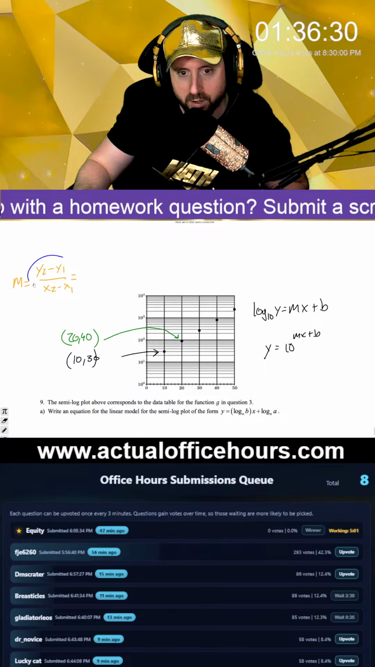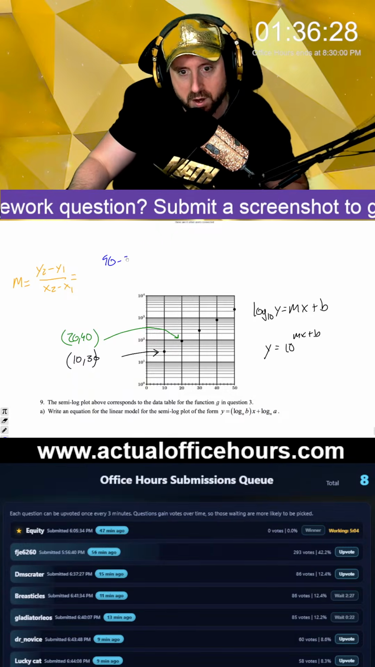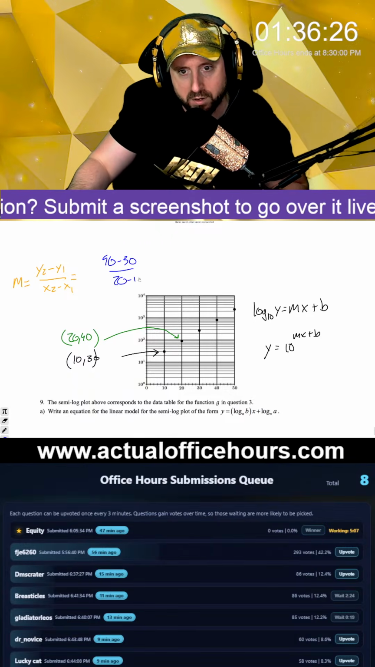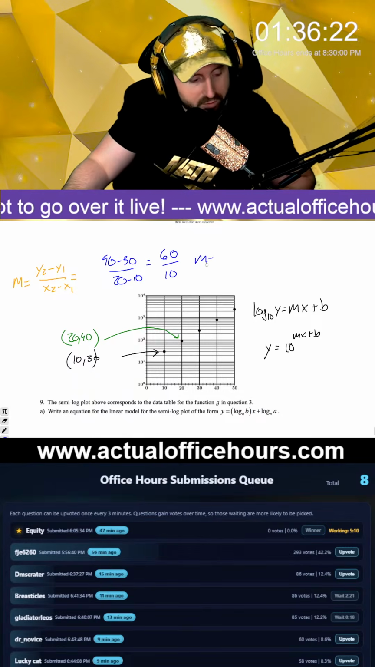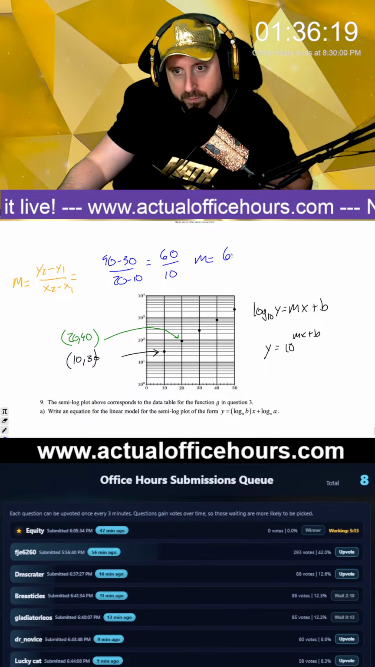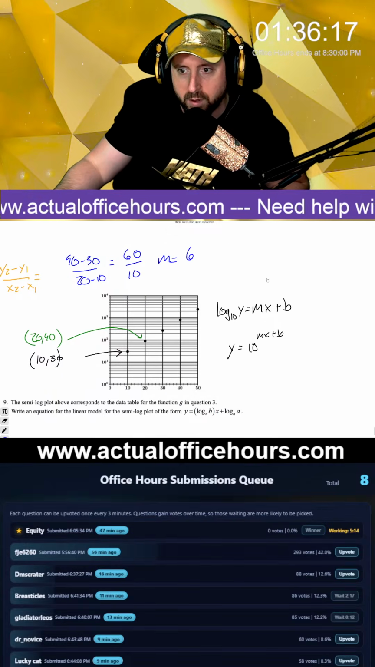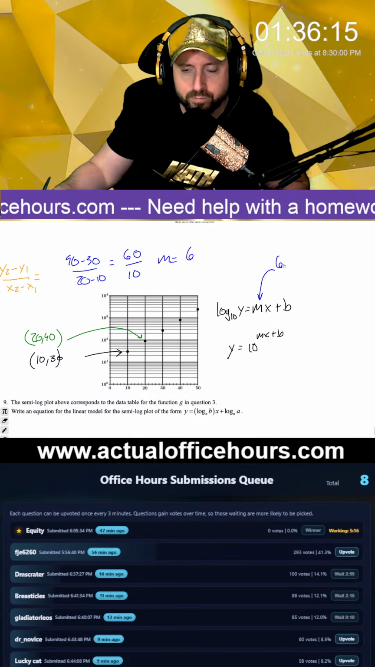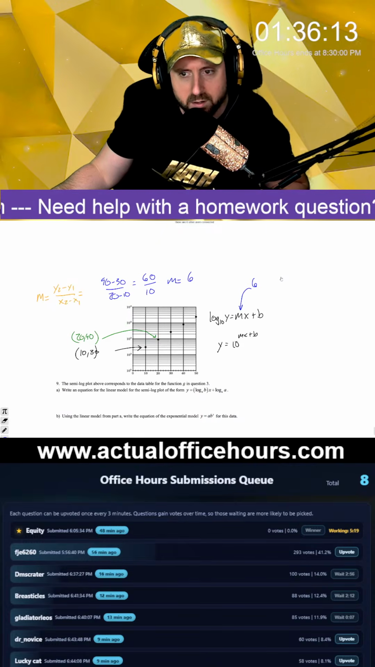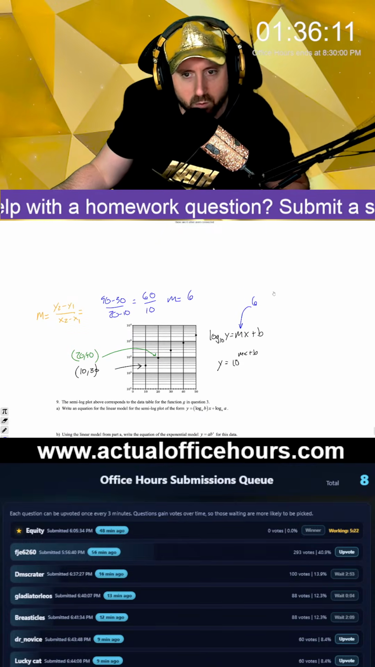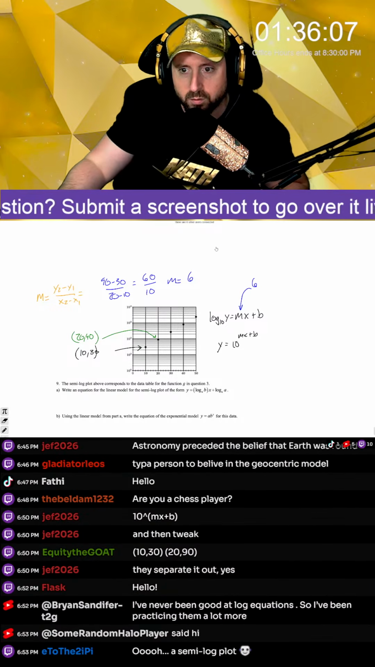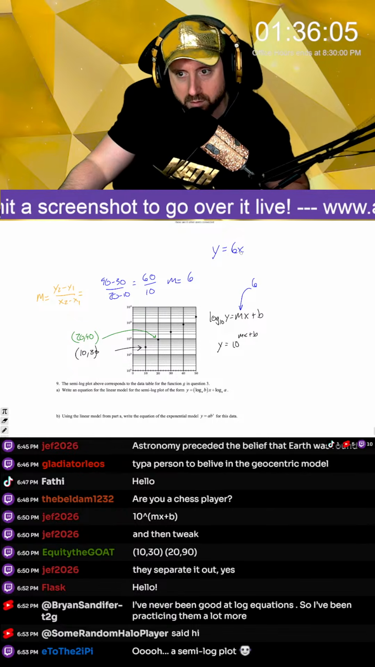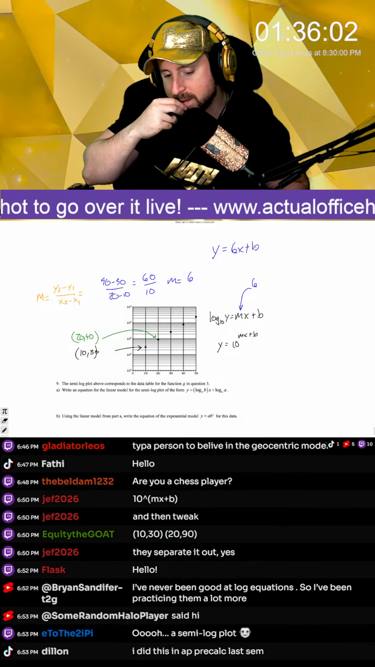Yeah, okay, let's do this. All right, y2 minus y1. So that's 90 minus 30 over 20 minus 10. So that gets me 60 over 10. So m is equal to 6. Cool, great. All right, so m equals 6. And then they want to figure out the y-intercept. Okay. So if I know y is equal to 6x plus b.